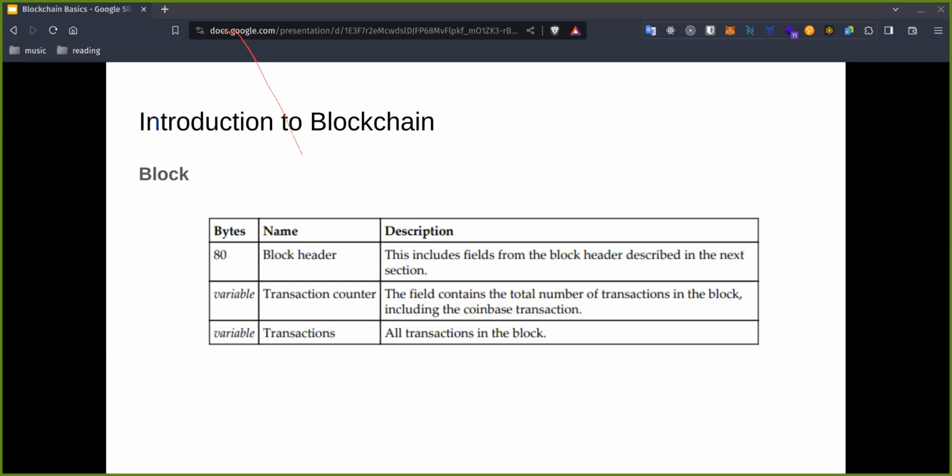For the block, we have three main parts, the three fundamental parts of a block. We have the block header, which is restricted to 80 bytes. This is on Bitcoin also. Basically, it includes fields from the block, and we'll be looking at these particular bits of the block header.